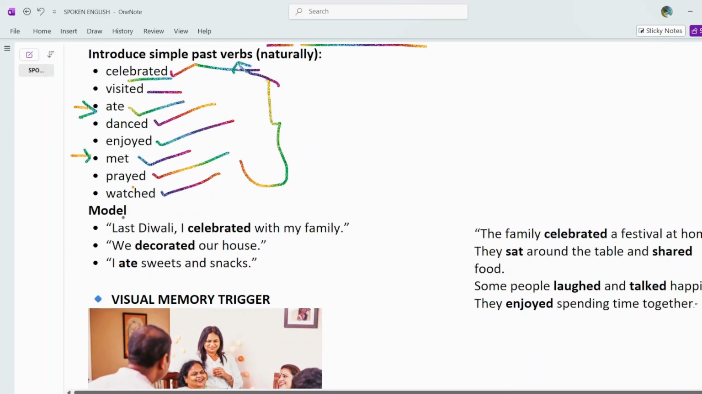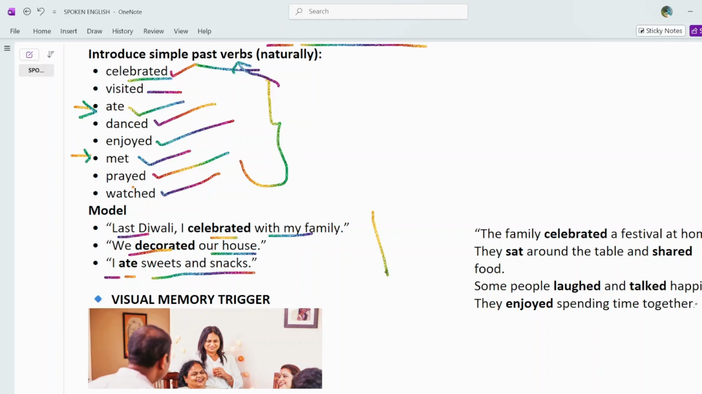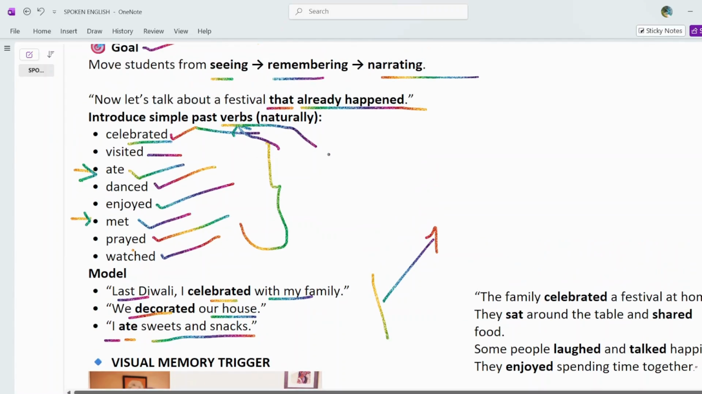So, certain model answers here are the model sentences. You can read it to yourself. Otherwise, I'm just going to read it out. Last Diwali, I celebrated with my family. We decorated our house. I ate sweets and snacks. So this is very clear that everything belongs to past tense, right? It belongs to past tense.